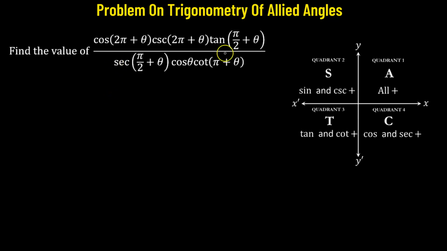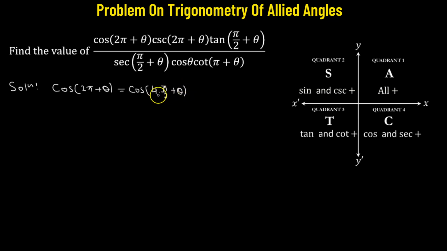We need to find out the value of the given trigonometric expression. Let us begin. What we'll do first is try to find the value of the individual ratios. Let's begin with cosine of 2 pi plus theta. Now 2 pi plus theta, we can express as 4 times pi over 2 plus theta.